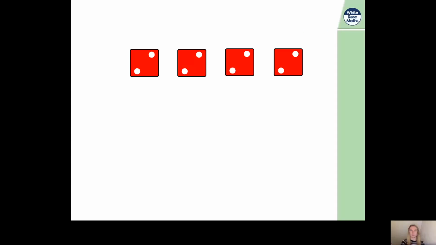Okay, so here, have a think. What is our addition number sentence and our multiplication number sentence going to be? Pause the video and have a think. Okay, should we see if you were right?